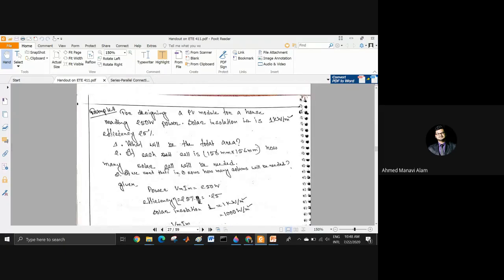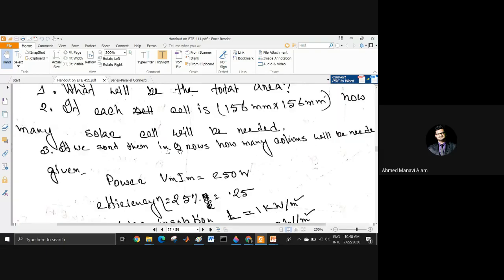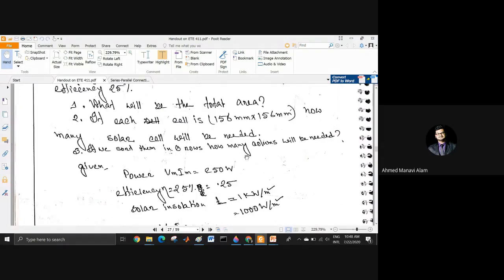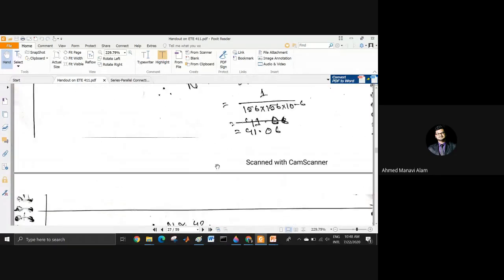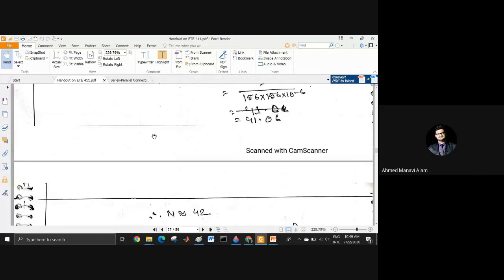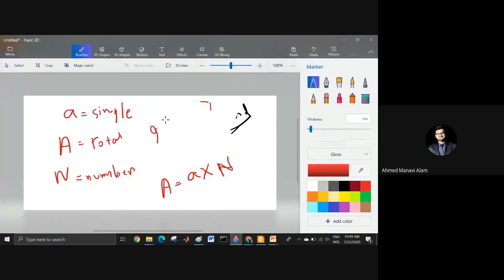Because in the last part of the question, if we sort them in 9 rows, how many columns will be needed? Total PV cell number is 42. So 9 rows times columns equals 42. So the number of columns will be 42 by 9.